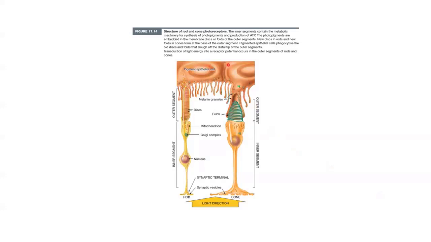The retinal pigment epithelium is up the top here, which is the very back of the eye, and the light comes through in this direction. When the light hits that retinal pigment epithelium, it's absorbed by melanin, and this causes a receptor potential or a graded potential to occur in the outer segments of our rods and our cones. In case you hadn't already guessed, our rods and our cones are named because of their shape.